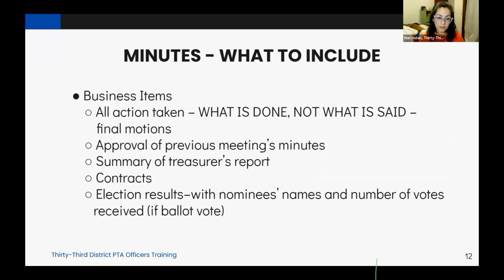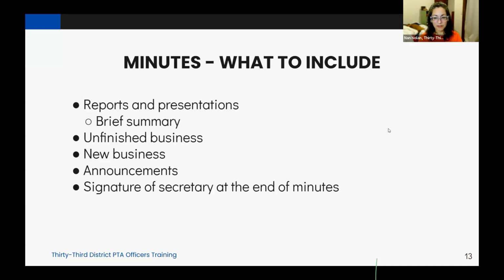Okay. For your minutes, what you need to include for your business items is all action that's taken, what's done, not what is said, and your final motions. Approval of your previous meeting's minutes, your summary of your treasurer's reports, any contracts, and any election results. And also what to include in your minutes would be reports and presentations, any unfinished business, any new business, announcements, and at the end of the minutes, you would sign.